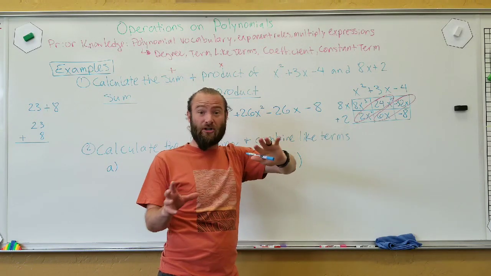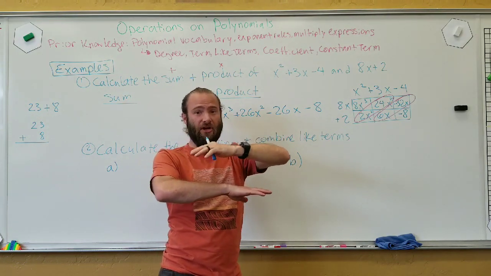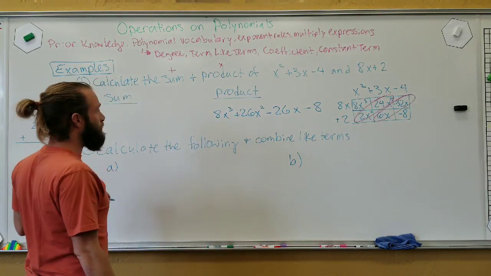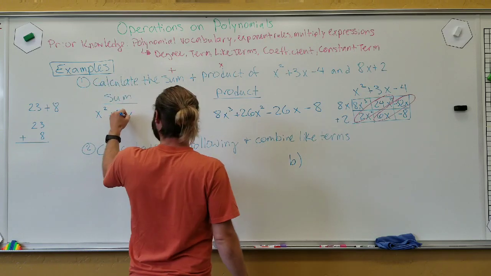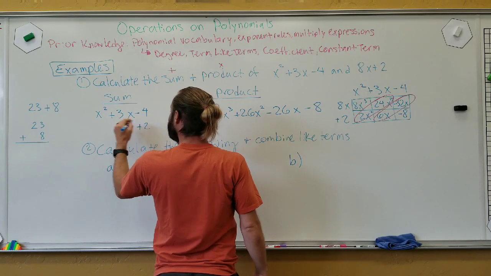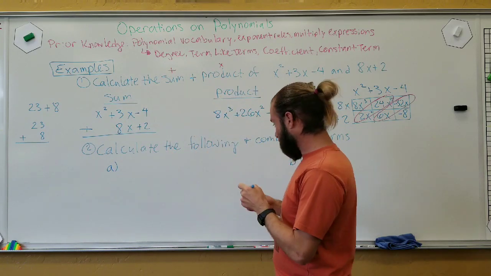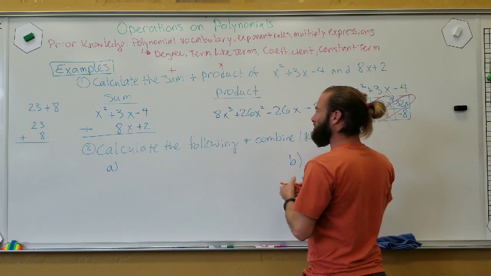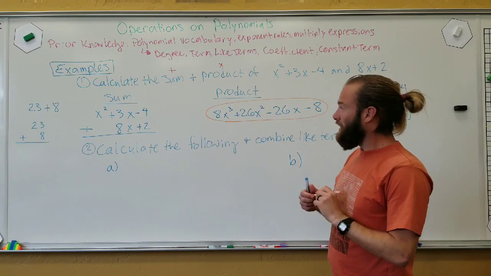So if we are adding or subtracting, it's helpful to stack them up on top of each other and line them up so their like terms all go together. So that's actually what we're going to do here. So I have x squared plus 3x minus 4, and then I have 8x plus 2, and it says to find the sum. I don't have that much space for my work, and I actually should be using my orange color.